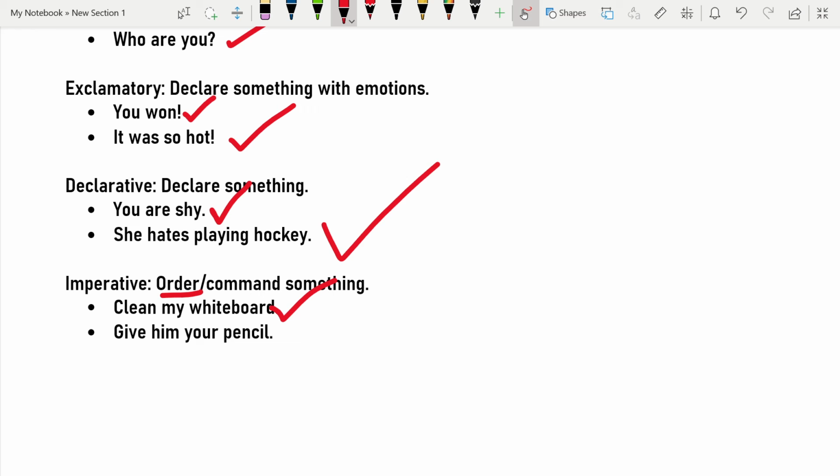The second one is, give him your pencil. I'm telling him to do it. I'm not asking, can you give me your pencil? I'm saying, give him your pencil. Sometimes it can end up in exclamation marks as well. Give him your pencil! But that will still be imperative because you're still ordering something.